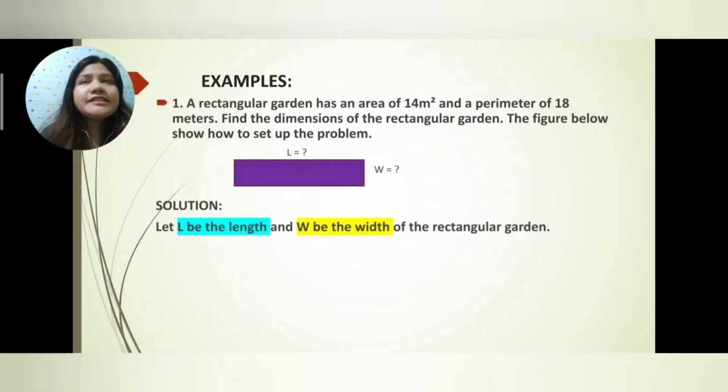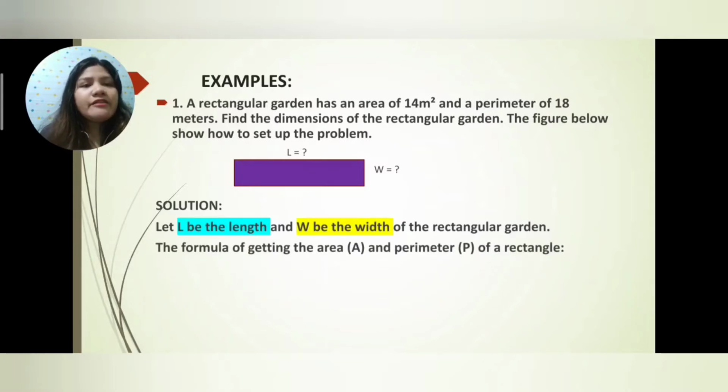we will first choose a variable to represent the quantity that we are looking for. Let L be the length. So our length is L. Then W be the width of the rectangular garden. So L stands for length, then W stands for width.